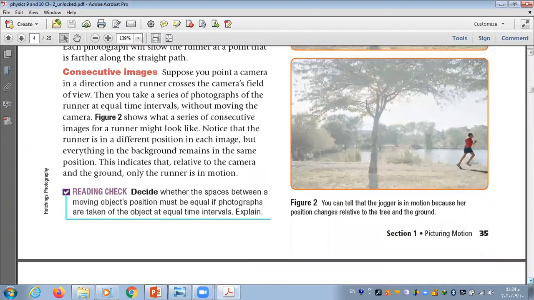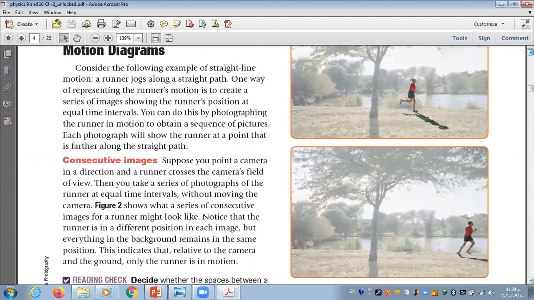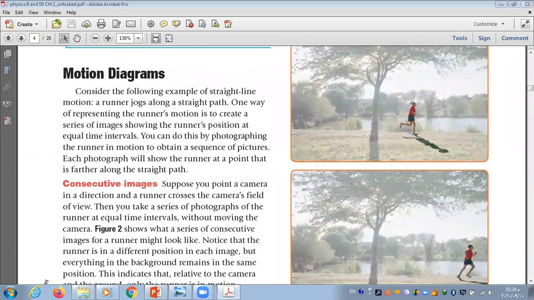Okay, thanks. So I want someone to read this page. This page, I want someone to read. Koshi.